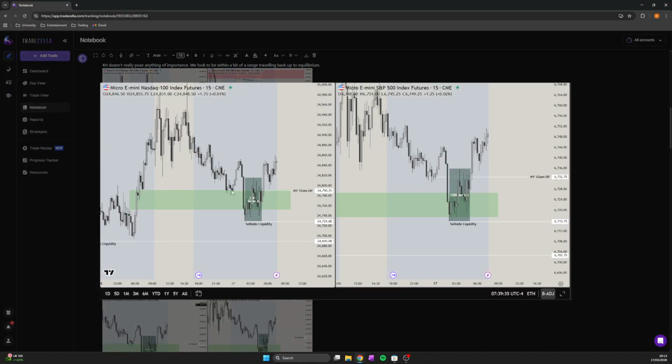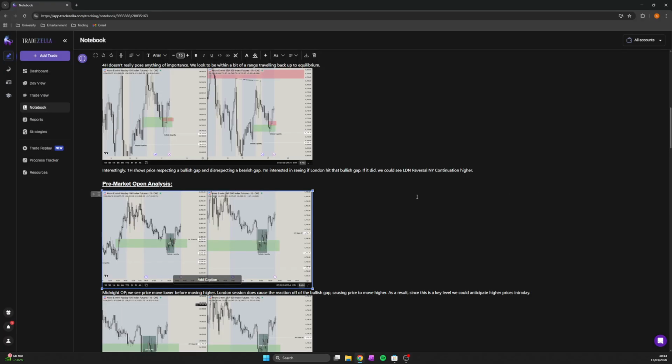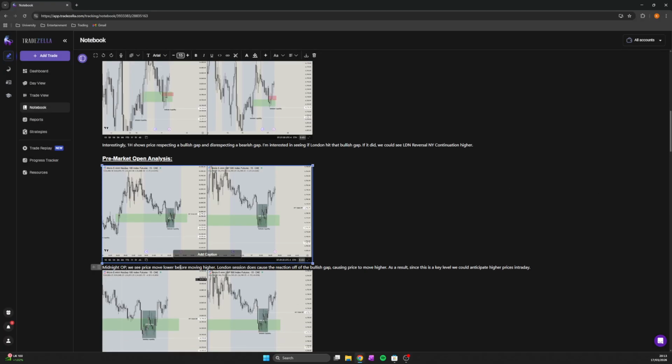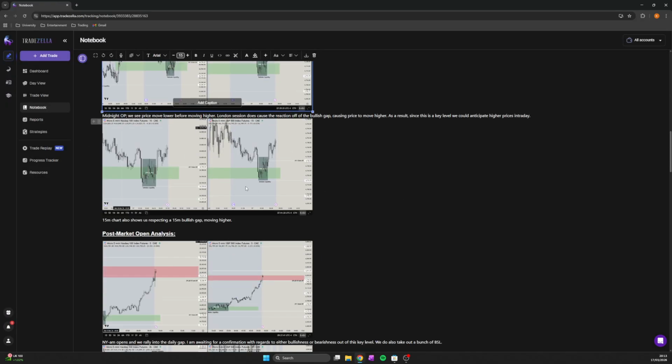So pre-market, what do we see? New York moves lower initially, right? I mean, you can say we move higher before we move lower, but here we chop around lower and then we move off higher, okay? London session does cause the reaction for price to move off higher, okay? We see price move lower before moving higher. London session does cause the reaction of the bullish gap, causing price to move higher. As a result, since this is a key level, we could anticipate higher prices intraday, okay?